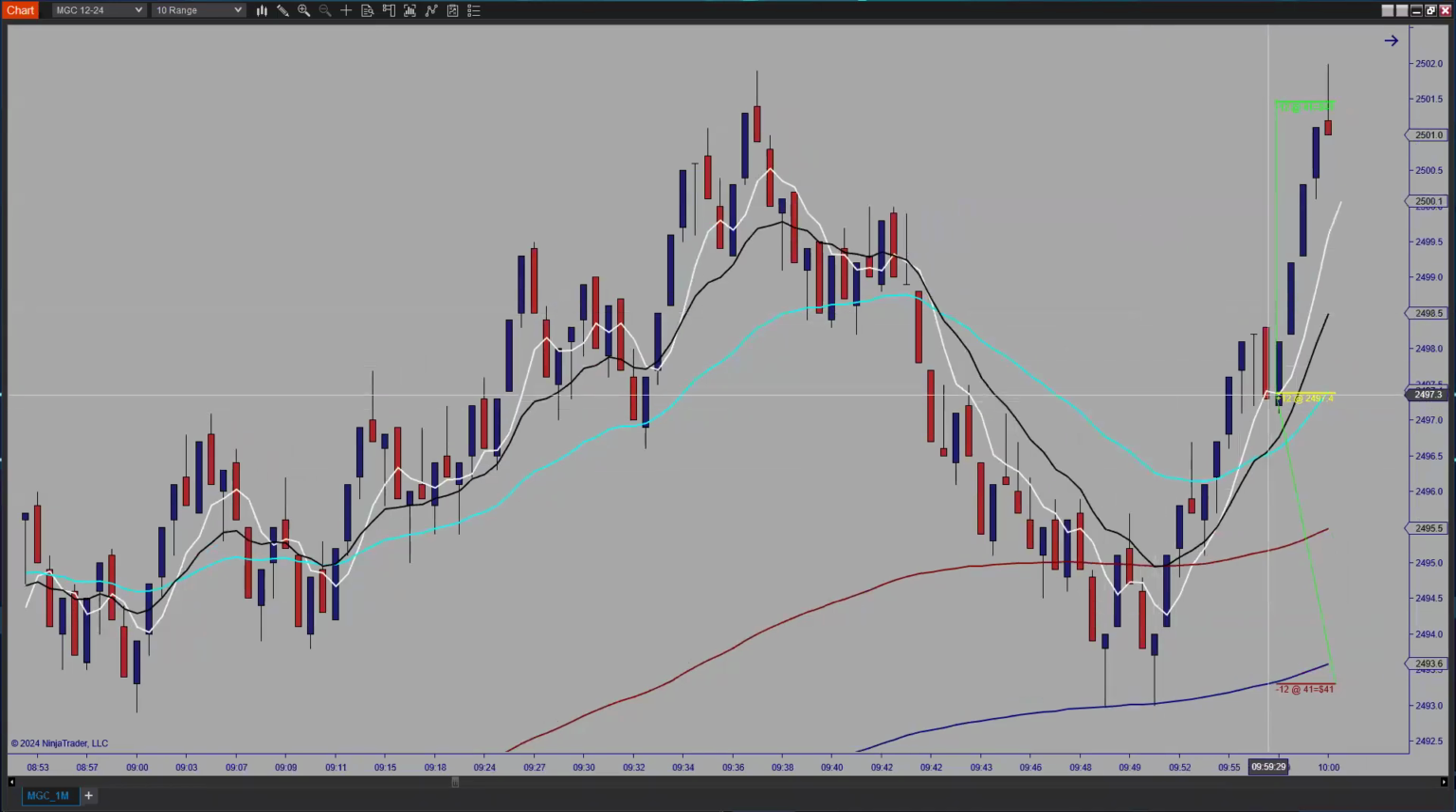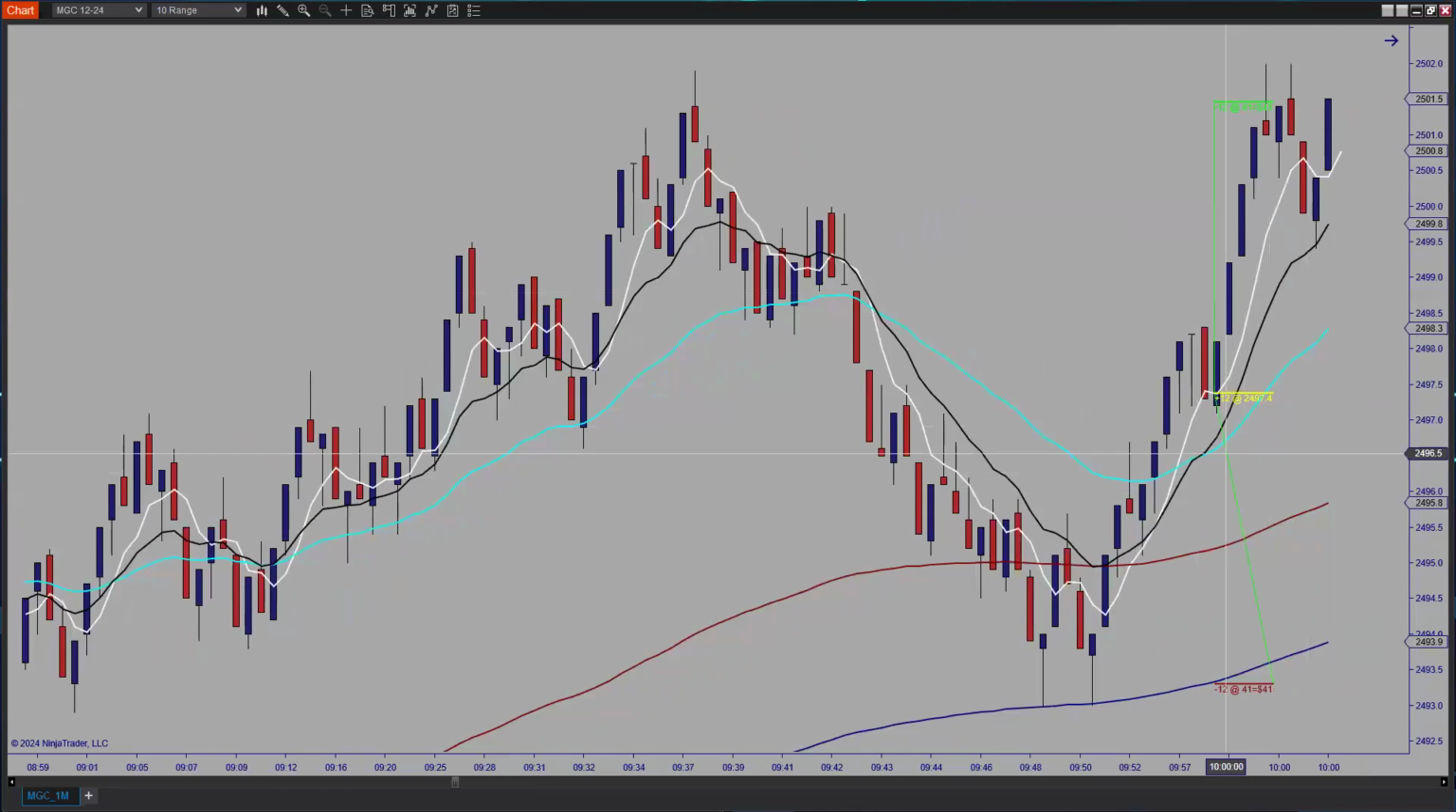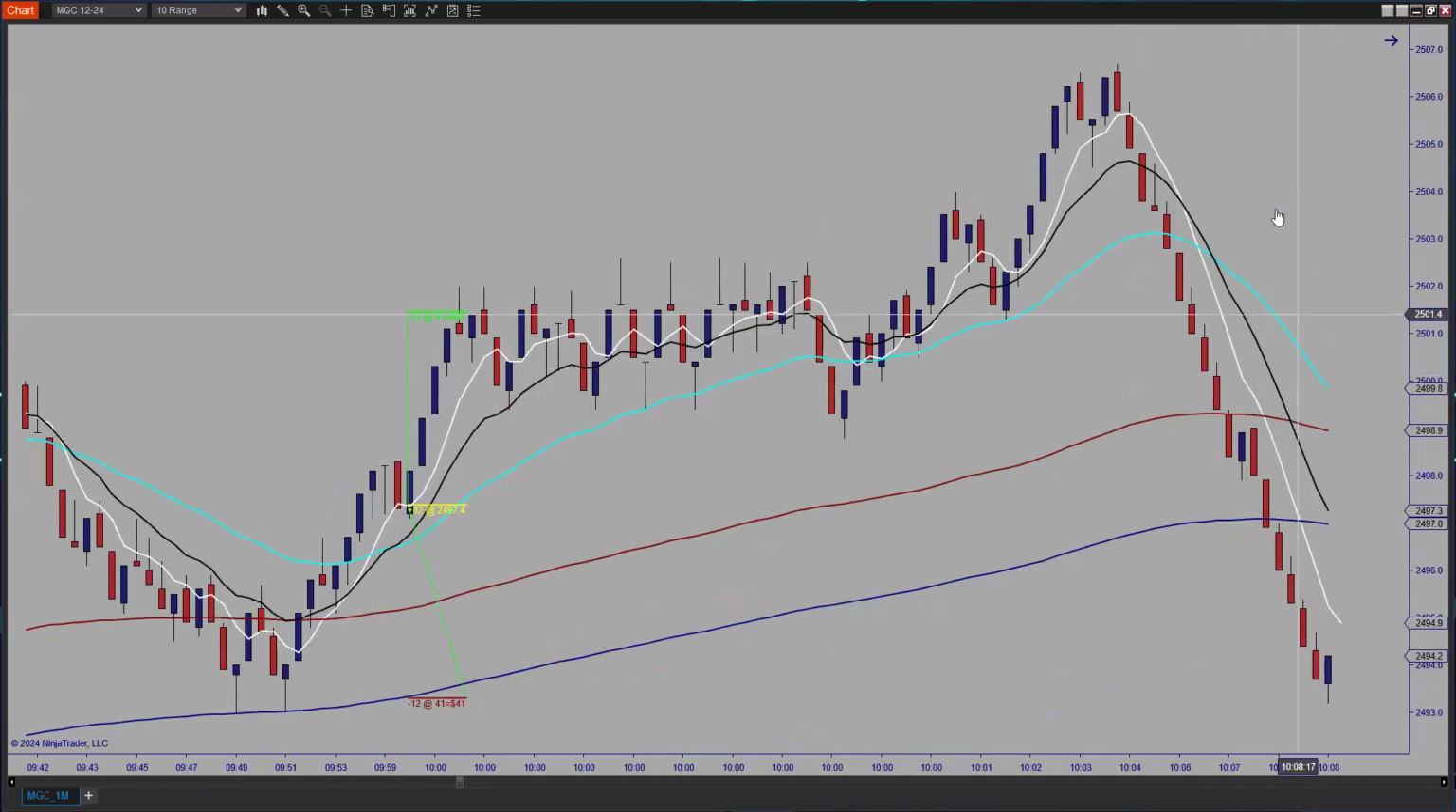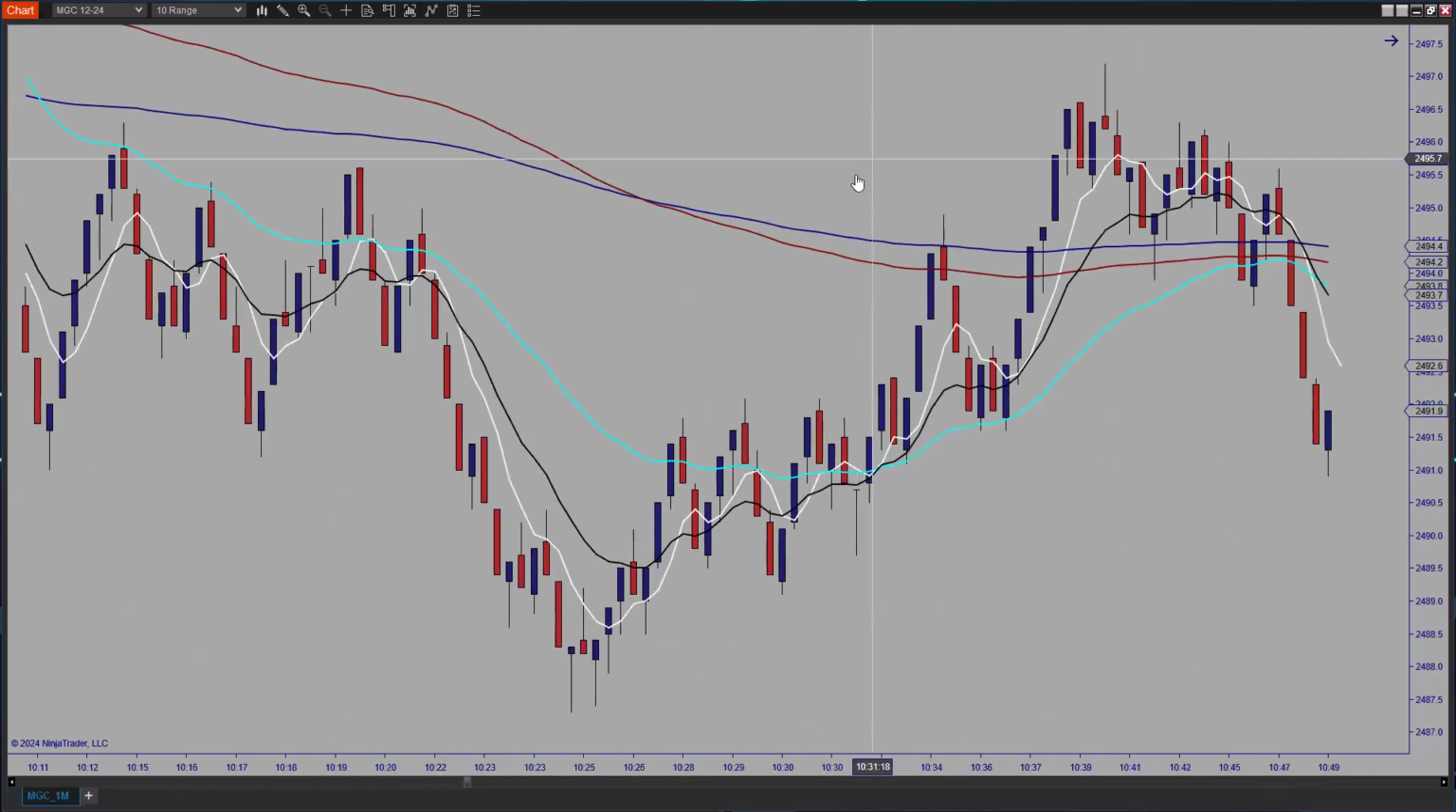But otherwise, yeah, you're trading it. It's live as soon as the 13 crosses. So let's keep going. Let's see if we find any others. Let's keep going.